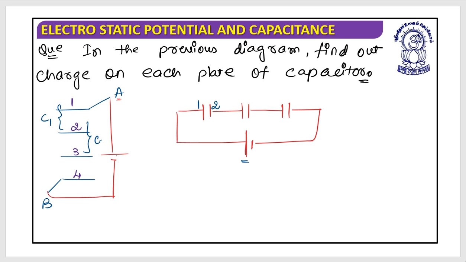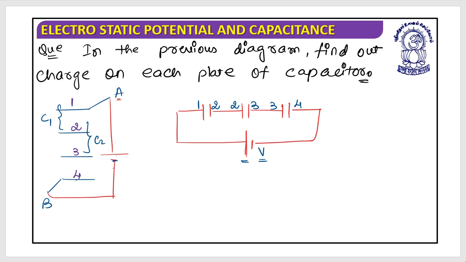Now I have made one more capacitor between 2 and 3. So this plate has been named 2, and this plate has been named 3. Now the fourth plate has been connected with the negative terminal. So this is fourth and this is third. I hope this is clear. Yes. So let's say I have given a potential of V between these.